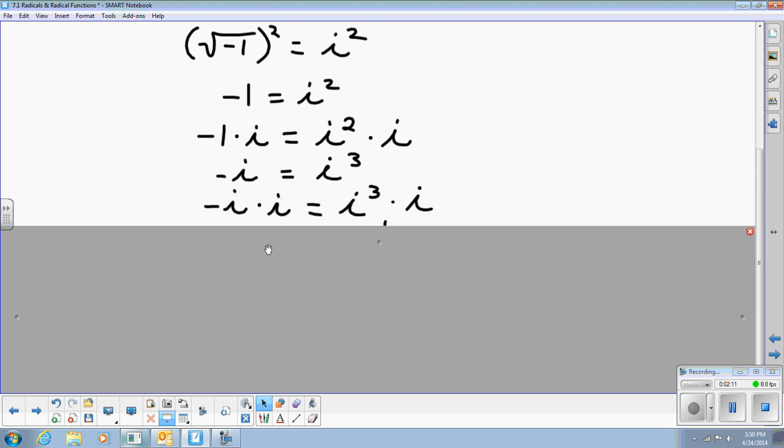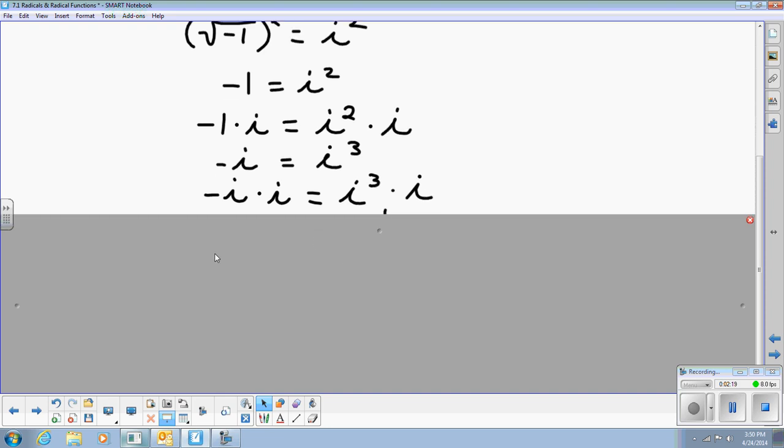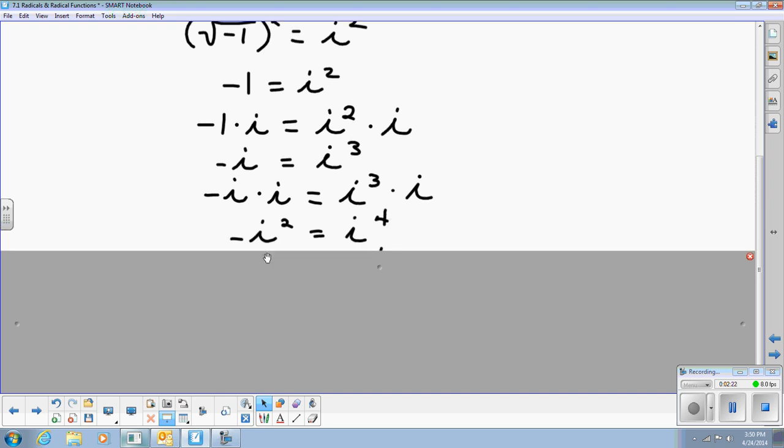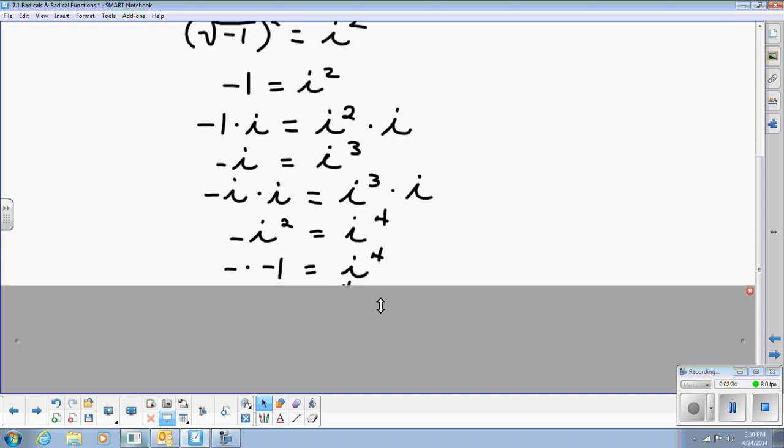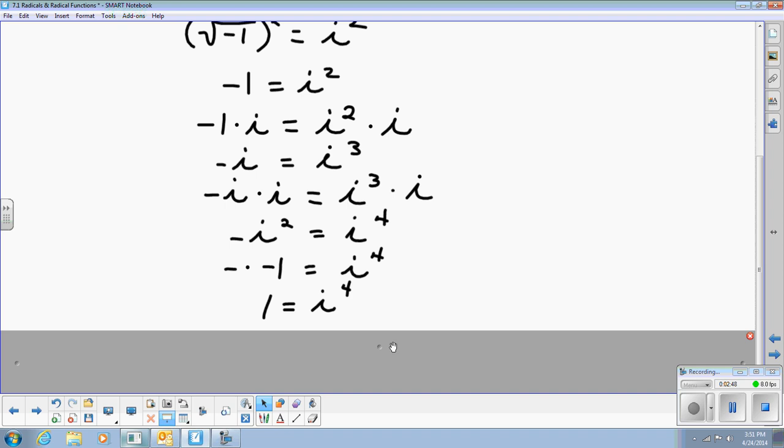Now let's multiply by i again. The opposite of i times i equals i cubed times i. So I multiply both sides by the imaginary number again. And what am I going to get for an answer? I get the opposite of i squared equals i to the fourth. Let's see, what was i squared? i squared was -1. So let's change this: the opposite times -1 equals i to the fourth. On the left side, the opposite times -1 is like -1 times -1, which equals 1. And that's the same as i to the fourth.